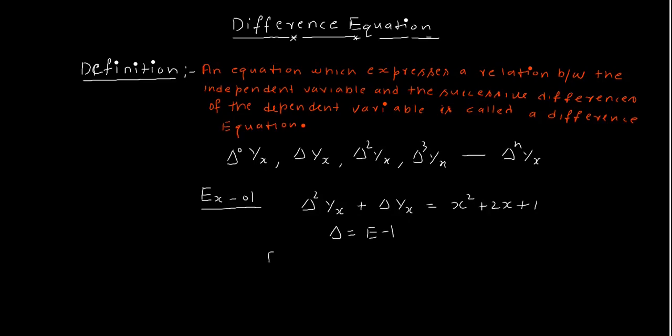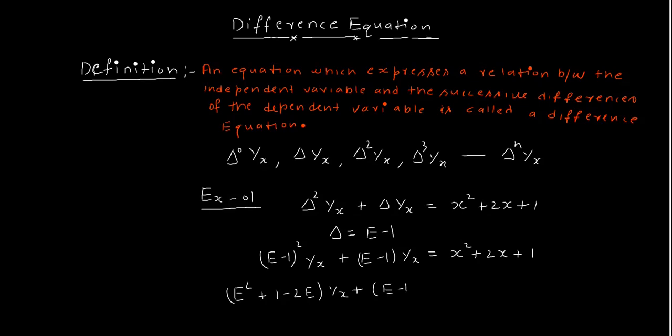(E minus 1) whole square yx plus (E minus 1) yx equals the right hand side, x square plus 2x plus 1. If we simplify this difference equation, it becomes (E square plus 1 minus 2E) yx plus (E minus 1) yx equals x square plus 2x plus 1.